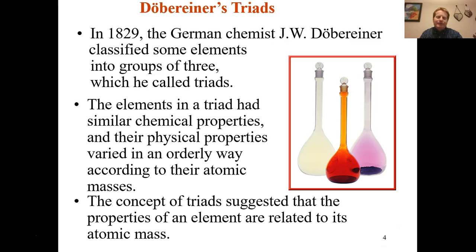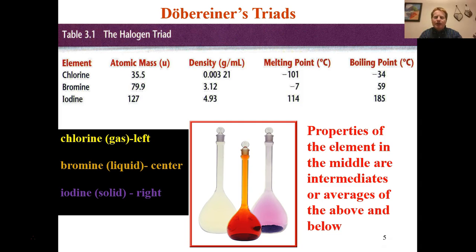He started to realize that the concept of triad suggested that the properties of elements are related to their atomic mass. As you transitioned in mass from element to element, you saw different properties emerging. What was interesting is that chlorine, the one on the left here, was a gas. Bromine exists naturally as a liquid at room temperature, and iodine exists as a solid. When you compare their atomic masses, bromine being a liquid, you think of that as being halfway between a solid and a gas, right? Well, its atomic mass was also about halfway between iodine and chlorine. He found the density was also in between the two. The melting point fell in between the two, and the boiling point of bromine also fell in between the two.